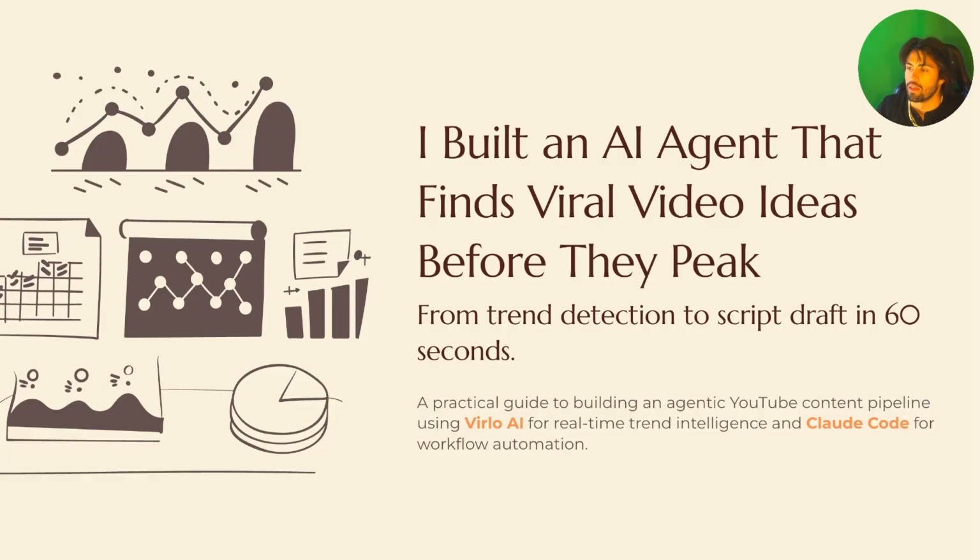So yeah, this will basically be monitoring trends in YouTube or Instagram and finding niche outliers so that you will be able to use what makes them viral out of the vast ocean of videos on the internet. And basically this will be using Virlo AI for real-time trend intelligence and then Claude Code for the workflow automation.